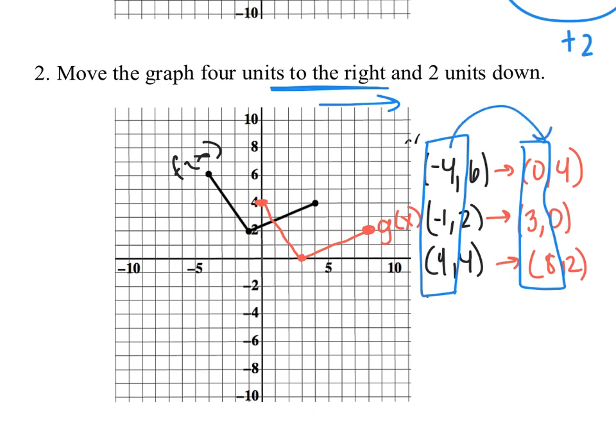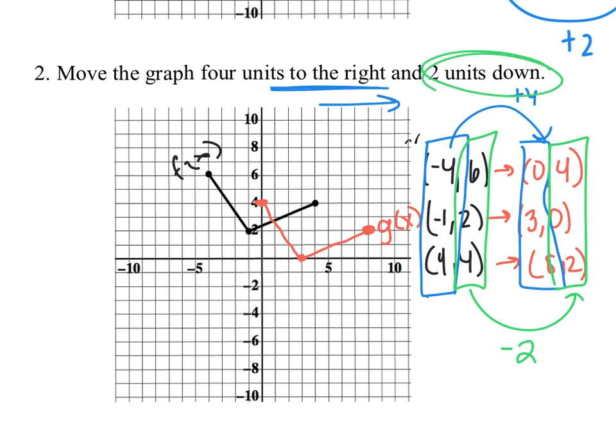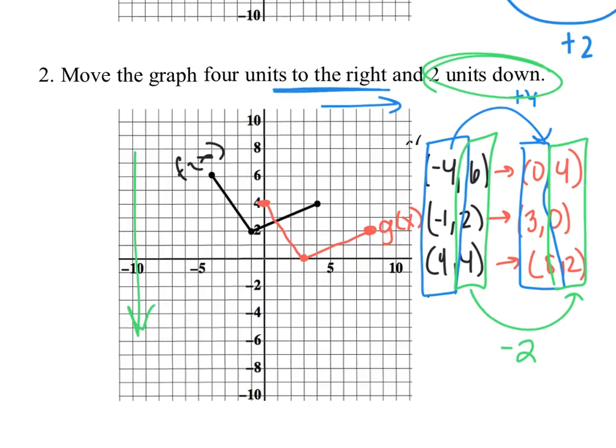So if I look, -4 became 0, 1, -1 became 3, 4 became 8. That is all adding 4. And then if I look at my y's, 6 became 4, 2 became 0, and 4 became 2. All of those are subtracting 2, which is my 2 units down. Which if I think about moving down on a graph, it makes sense that the y values are what's changing.